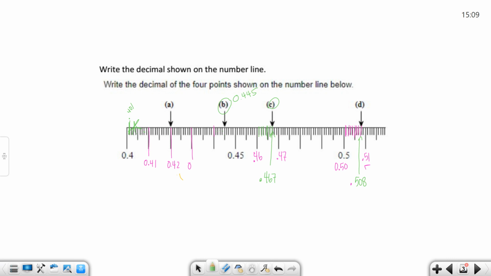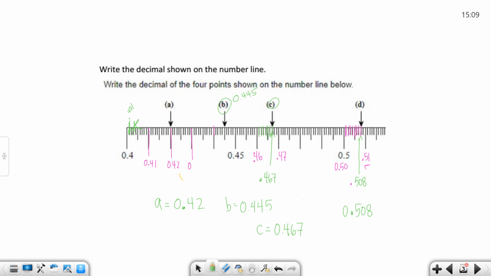Okay, so they are very difficult to do. So A is on a big mark, so it's easier, 0.42. And B is 0.445, and C is 0.467, and D is 0.508. And that's how you would locate it on a very, very specific ruler.